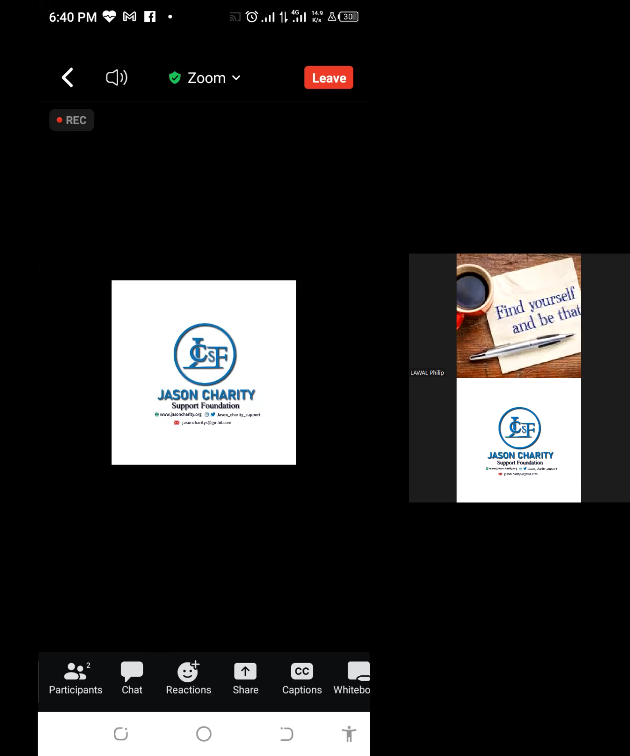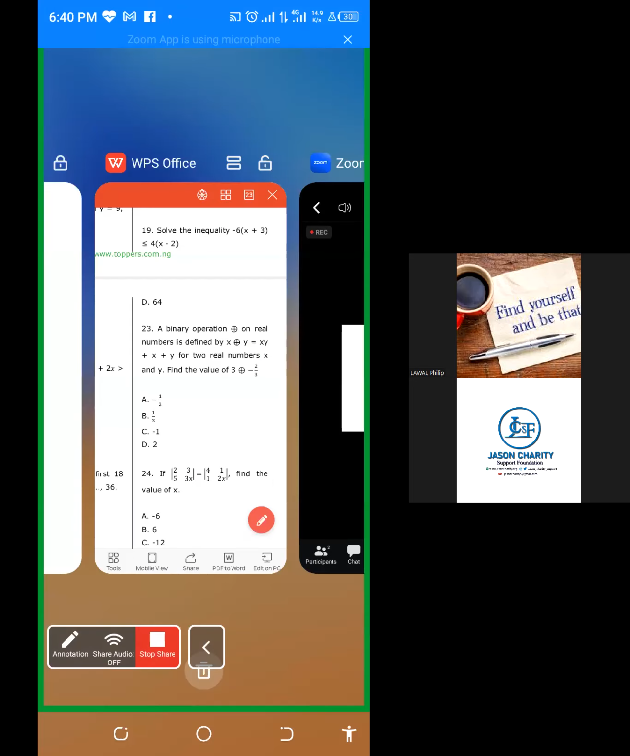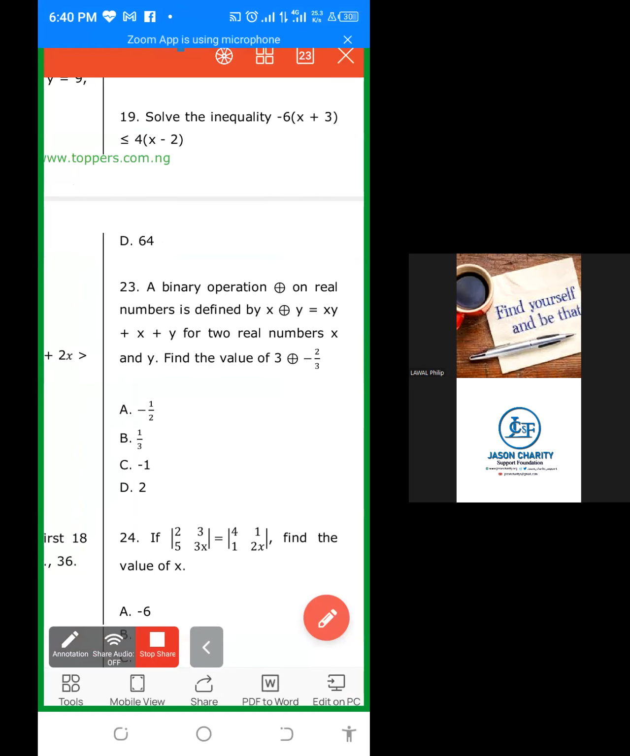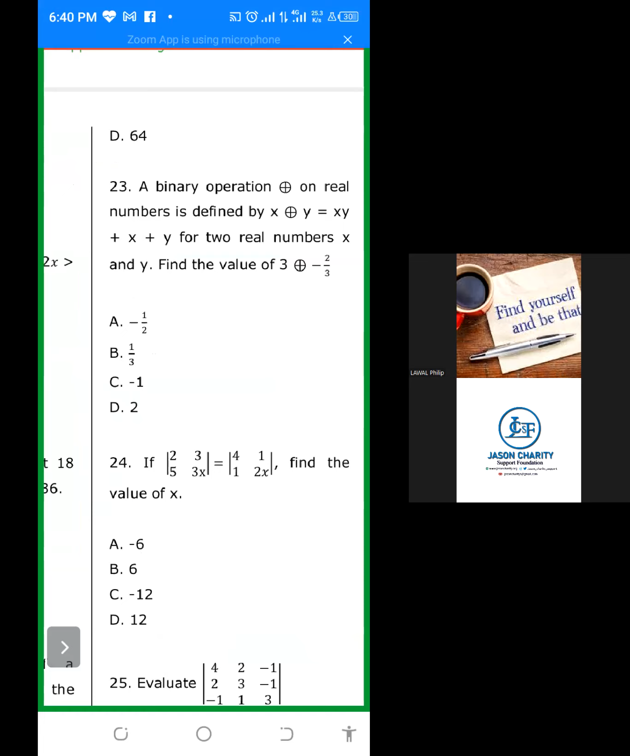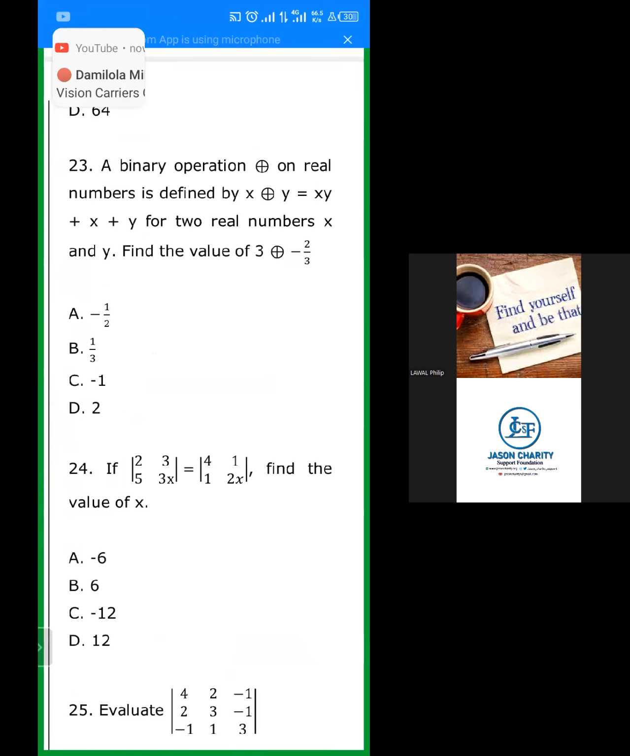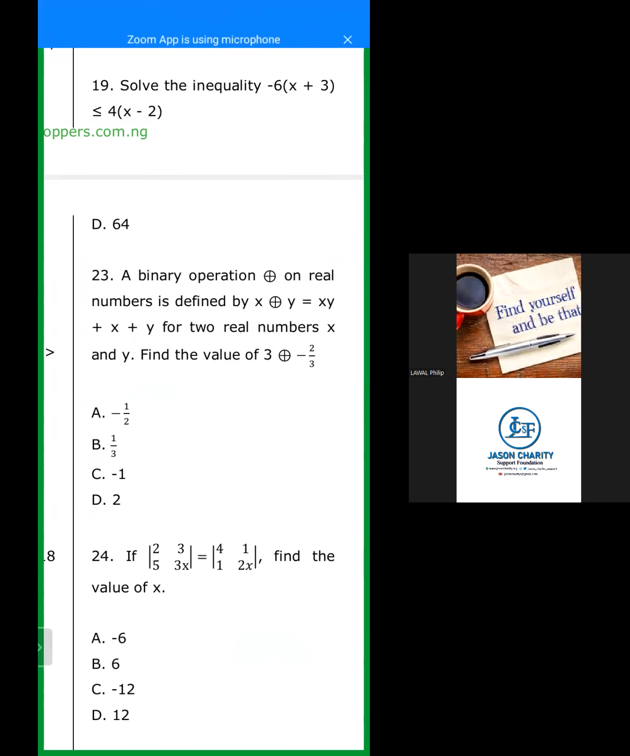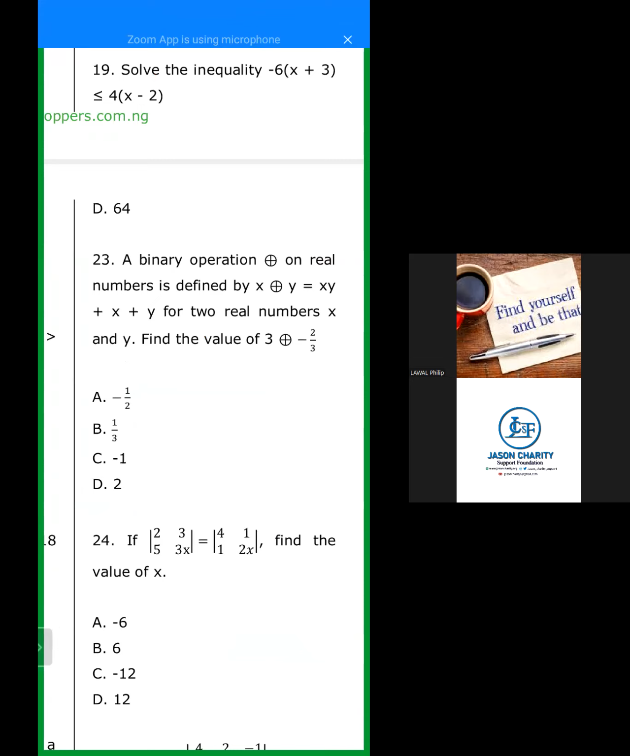This is the question, question 23 here. You just go and work on this. You will get an answer. Please make sure you submit the answer to me. Find the value of this. It's more direct. You are just going to arrange it. Where you see x you put 3, and where you see y you put -2/3. This is more of a direct question that you can make use of.